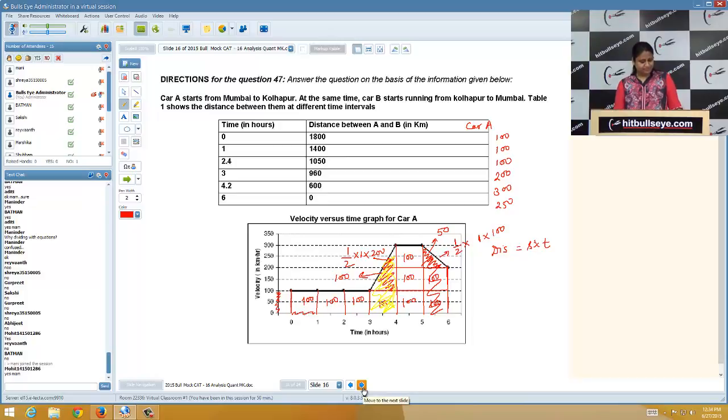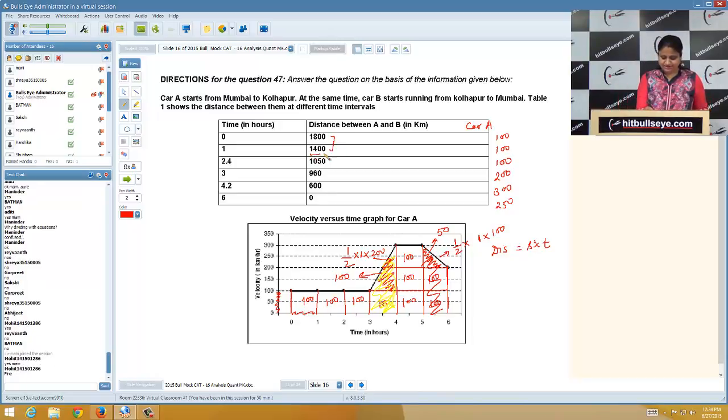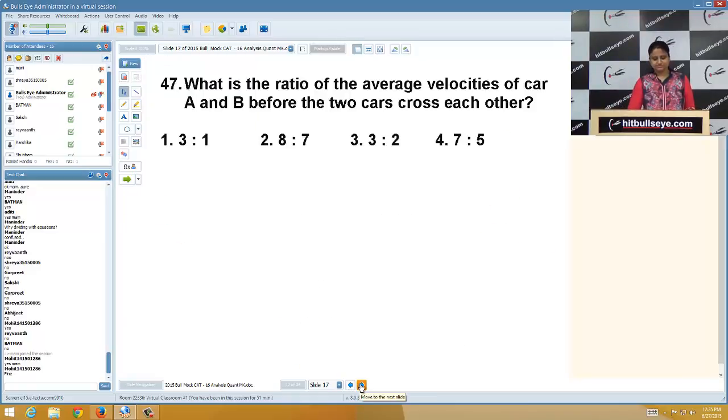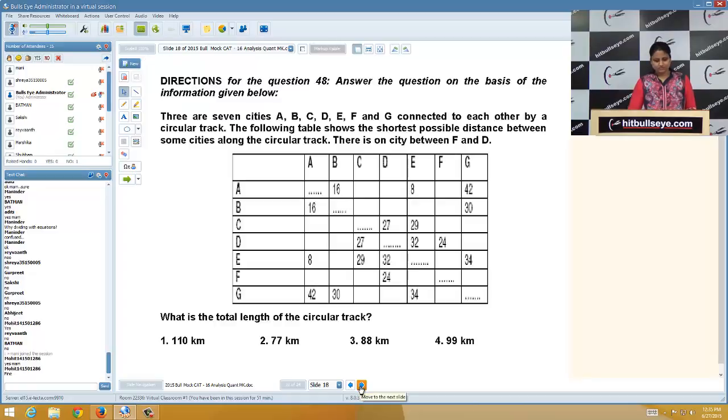Is it okay? Once again I'm explaining. After 1 hour the distance between the two cars is 1400, and at 0 hour it was 1800. It means 400 is covered by both cars A and B. Since car A is covering 100 km, car B will cover 400 minus 100, that is 300 kilometers. That was the catch in the question. Now I'm skipping these questions, that was the crux of the story.